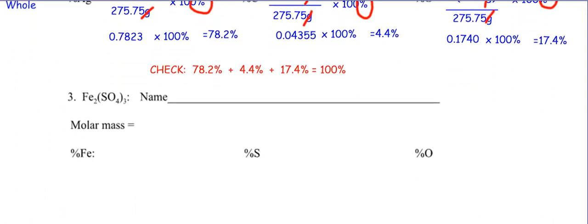You need to name it first. All right. Oh, guess what? Iron is in the D block. It's a transition metal. It's not zinc, cadmium, or silver. So you need a Roman numeral. And we have a polyatomic ion. So go ahead and name it for me. Oh, wait.